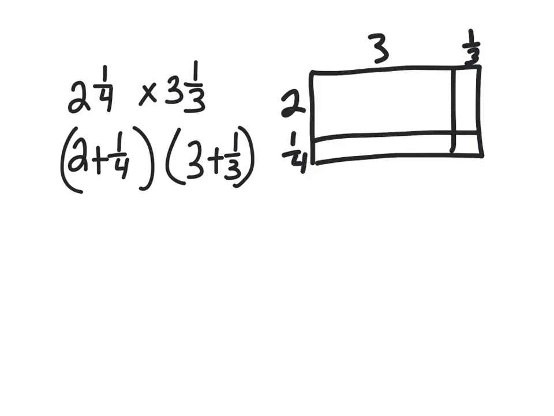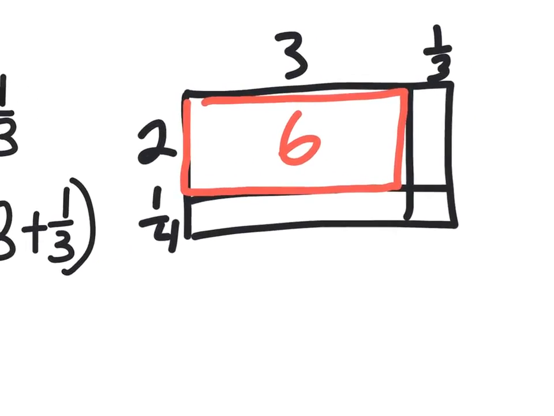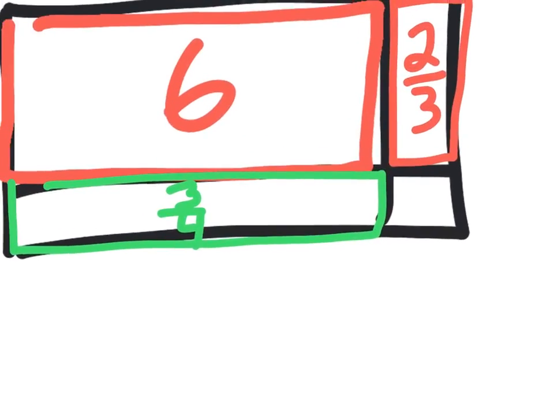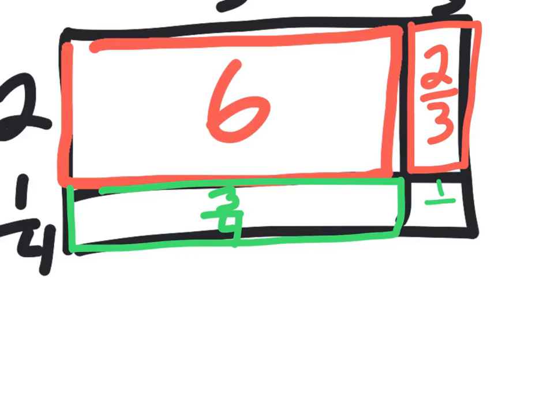So now I'm going to find the area of 2 times 3, which is this rectangle, and I get 6. Then I'm going to multiply my 2 times 1/3, which is 2/3, so I get this area. Then I'm going to multiply 3 times 1/4, which is 3/4, and then I'm going to do 1/4 times 1/3, and I'm going to get 1/12. And that gives me the area of this.